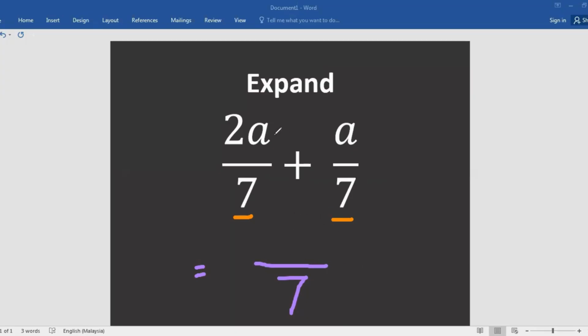And what you have to do next is, of course, the numerators, which are 2a and a respectively. So you just add them, following the sign here. So 2a plus a is 3a, of course. 2a plus a is like 2 apples plus an apple becomes 3 apples. So the answer is 3a over 7, or sometimes we see it as 3 over 7a can be true also. All right, so understand?